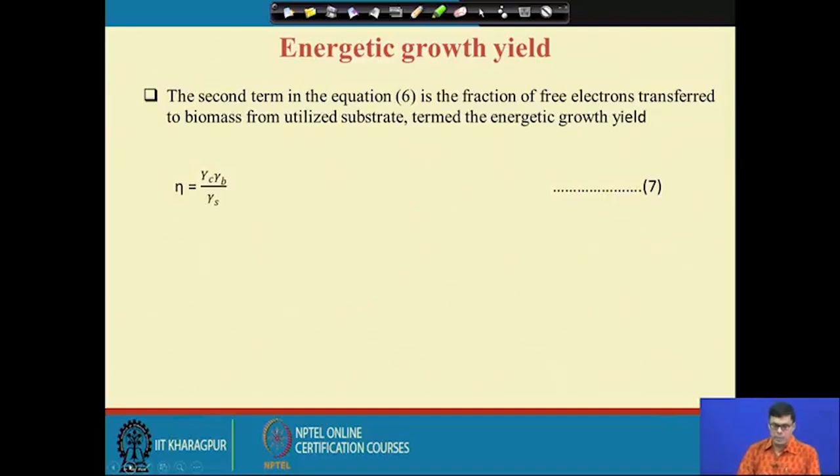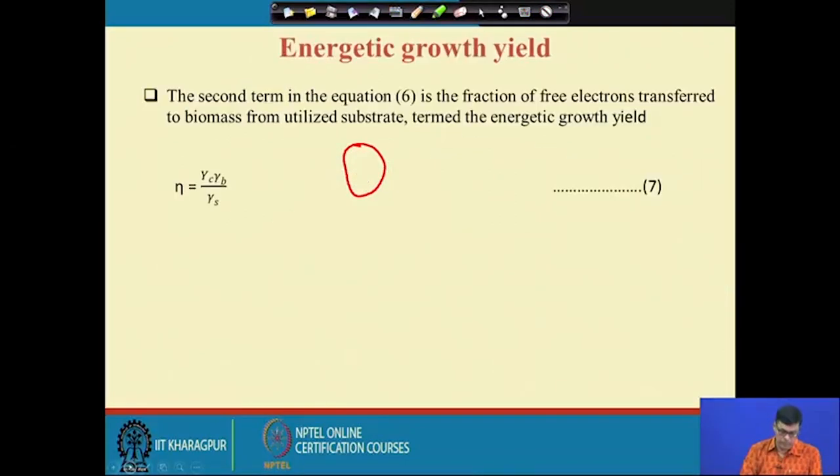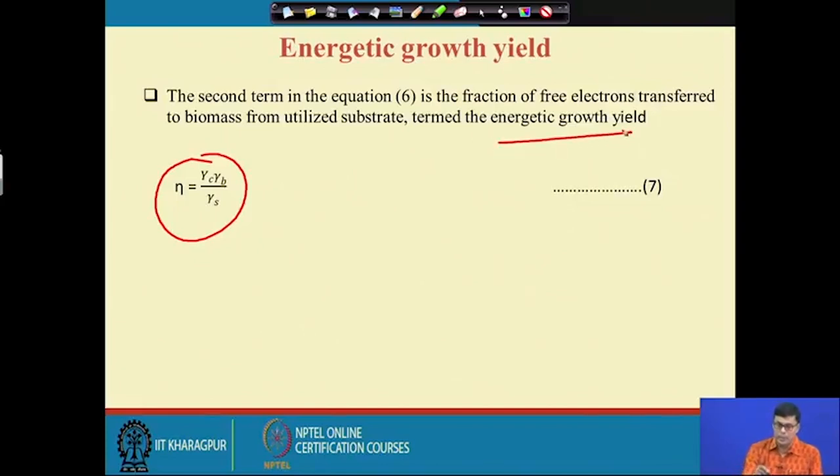Now, if you look at the previous one, this portion is called energetic growth yield. This is eta, Y_C gamma P by Y gamma S. We consider that this is called energetic growth yield. This is how we can write it.